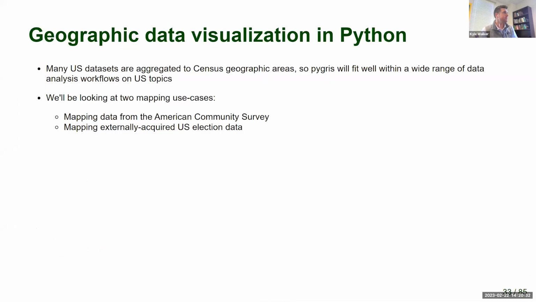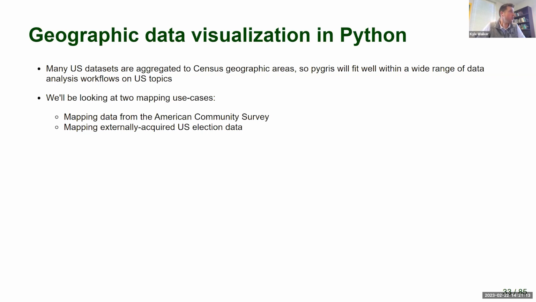So let's talk a little bit about geographic data visualization. With pygris, many data sets you'll work with in the United States are aggregated to census geographic areas. And so if you are working on cartographic or data visualization workflows, pygris is going to be helpful in a lot of those use cases. So thinking about shift geometry and erase water to make nice maps, well, we'll definitely use census data, and we'll use data from the American Community Survey. That's a major focus of this workshop series, but it's not the only thing that we're going to be mapping.